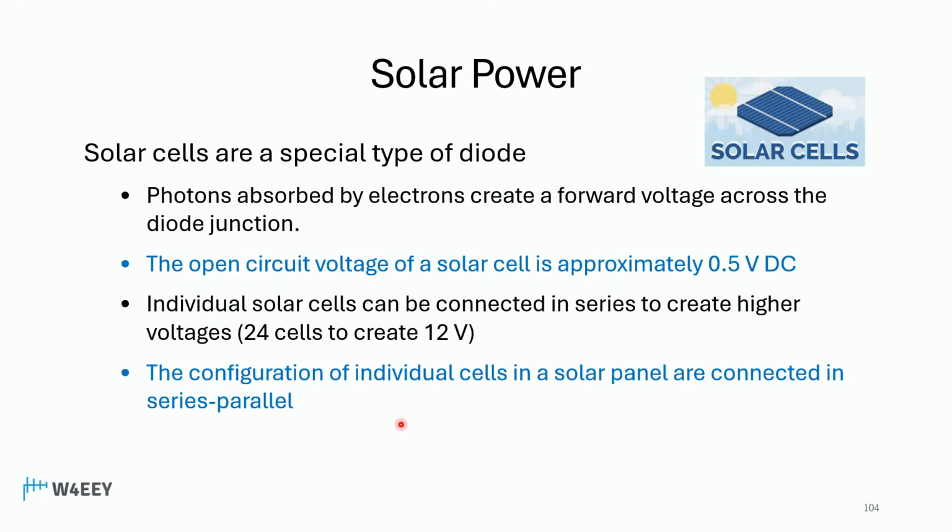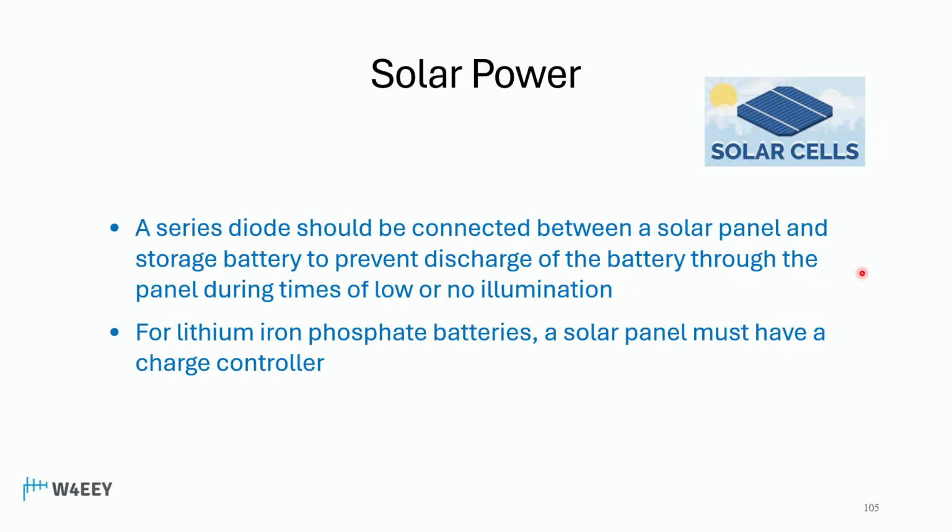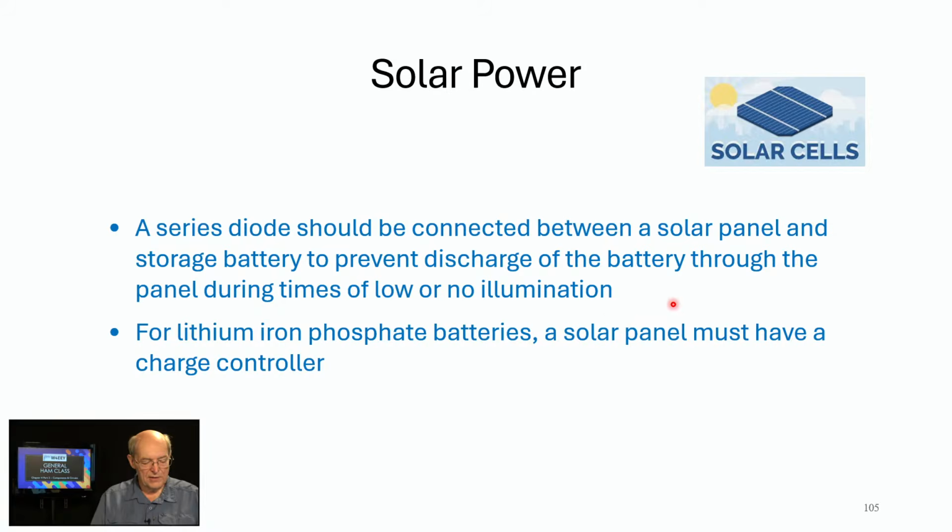So the configuration of individual cells in a solar panel, they happen to be connected in series parallel. So the individual cells will only put out 0.5 volt each. Some more blue text. Series diode should be connected between a solar panel and a storage battery to prevent discharge of the battery through the panel during times of low or no illumination.